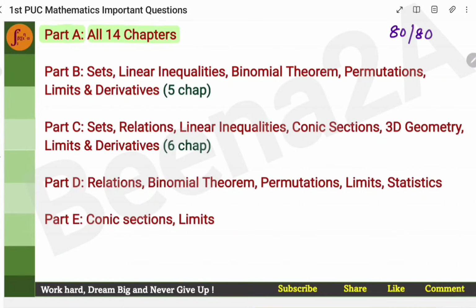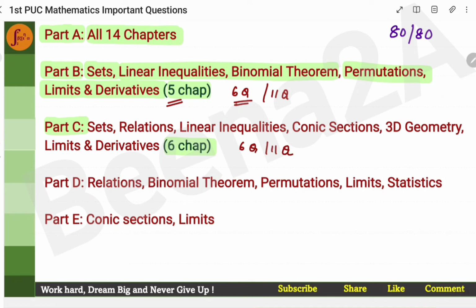Now, to summarize, in part A, you have to prepare for all 14 chapters. In part B, you need to prepare for 5 chapters. You need to attempt 6 questions out of 11 questions. So you need to prepare for 5 chapters, which are sets, linear inequalities, binomial theorem, permutations, limits and derivatives. In part C, again, you have to attempt 6 questions out of 11 questions, and you'll have to prepare for 6 chapters here. Sets, relations, linear inequalities, conic sections, 3D geometry, limits and derivatives.